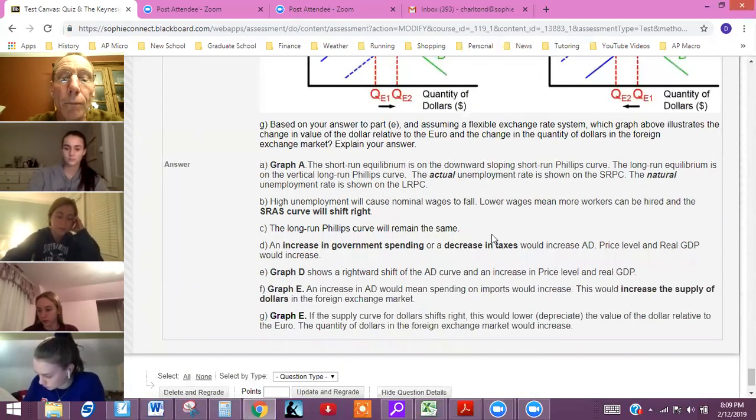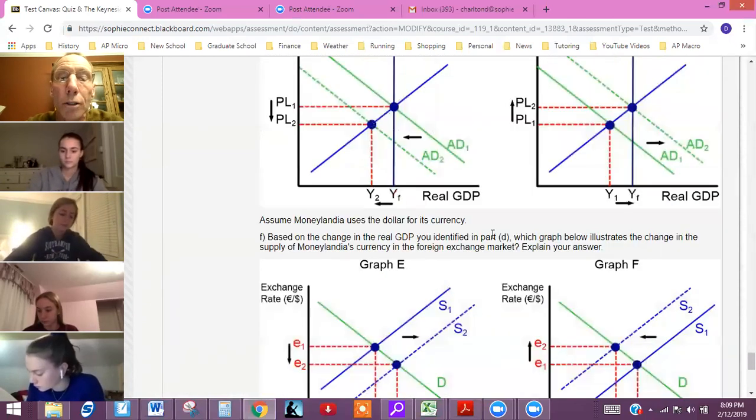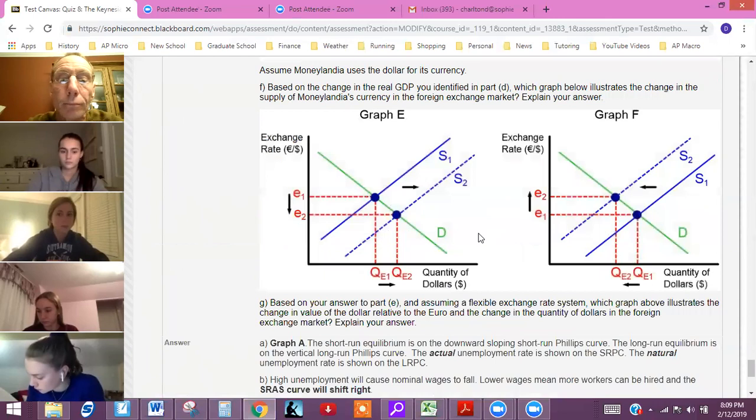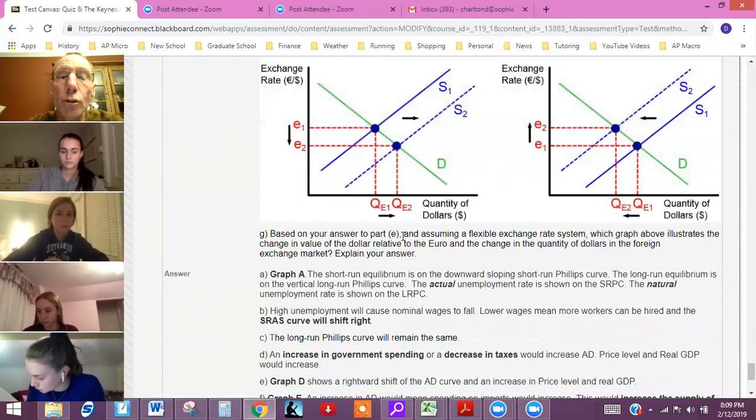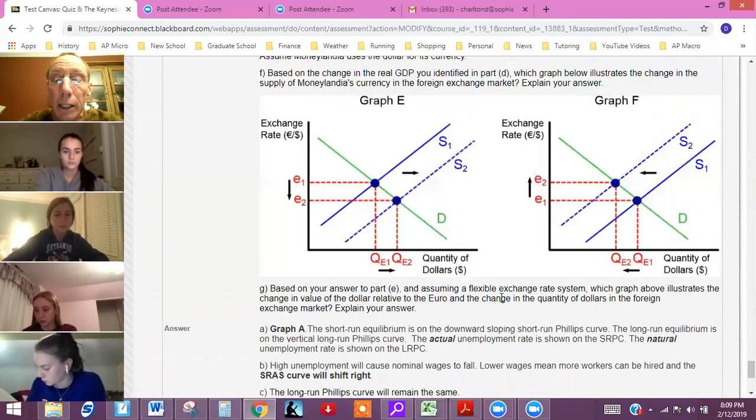And then the last one I asked you was, based on your answer in part E and assuming a flexible exchange rate system, which graph illustrates the change in the value of the dollar? Well, it's the same graph, right? Because I didn't change anything.